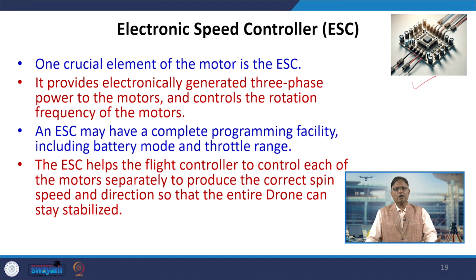The ESC may have a complete programming facility, so one can do the programming including the battery mode and the throttle range. This ESC will help the flight controller to control each of the motors separately, because in a quadcopter there are 4 motors. So, you have to control them separately to produce the correct spin speed and direction, so that the entire drone stays stabilized. So, this ESC is helping us to move the drone.